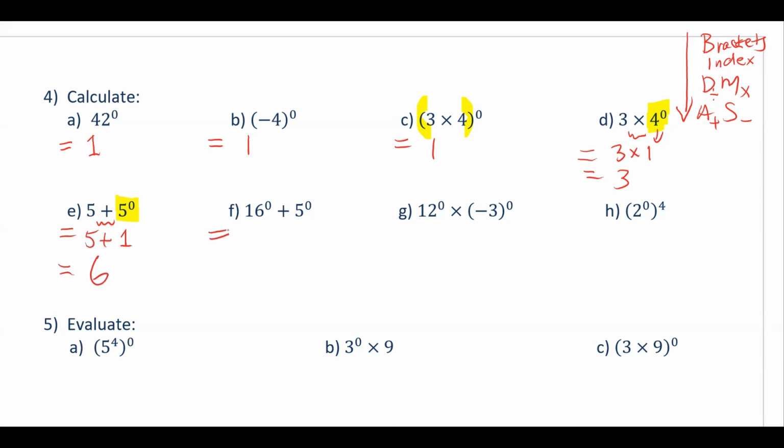Okay, I'm going to speed up as you get used to seeing this. 6 to the power of 0 is 1, plus 5 to the power of 0 is 1. So 1 plus 1 is 2. Okay, then the next one, you've got a power, and the last thing you do is the multiplication. So 1 times 1 equals 1.